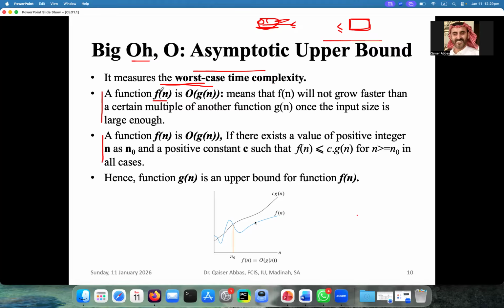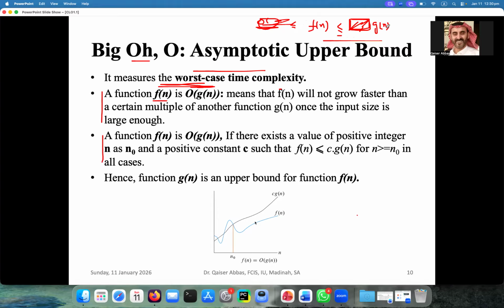In other words, if you calculate the worst case complexity of an algorithm, theoretically, what this means is that f of n is less than or equal to g of n. So f of n is here, and g of n is here, and f of n is less than or equal to g of n.